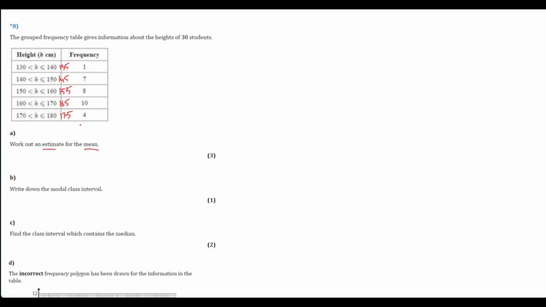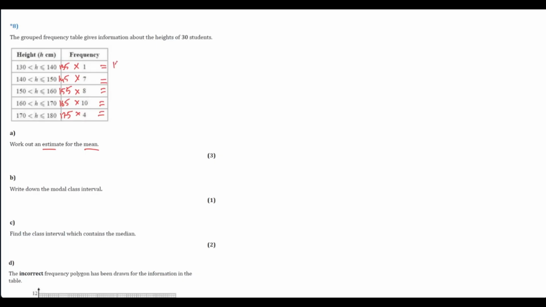Once you have all the midpoints, we times by the frequency. So in other words, we are estimating that 7 students have a height of 145. So what would the total height be in that row? And you would just use your calculator and multiply by all of these.